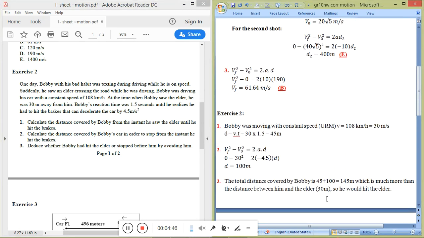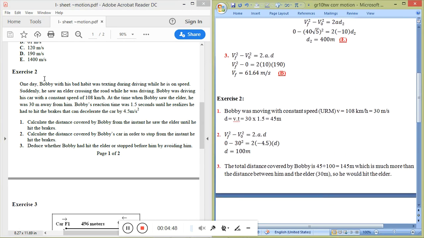Now, for exercise 2. One day, Bobby, with his bad habit, was texting while driving. Suddenly, he saw an elder crossing the road while he was driving. Bobby was driving his car at a constant speed, so we can easily say it's a uniform rectilinear motion.